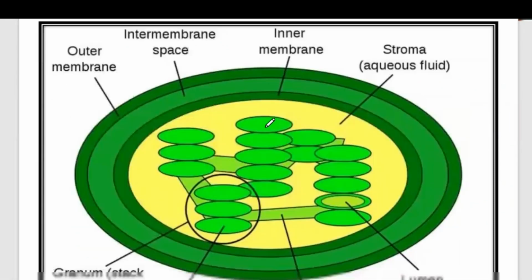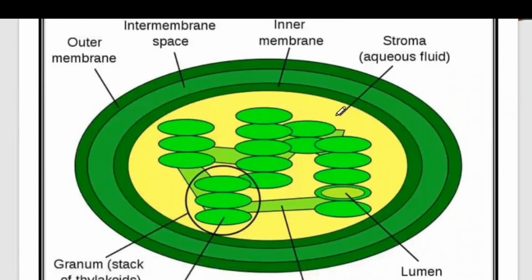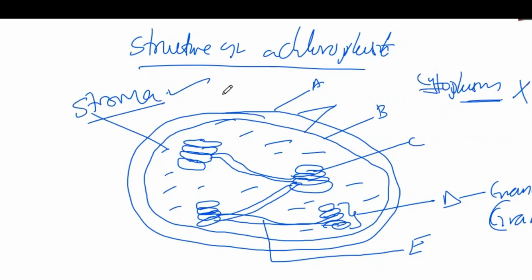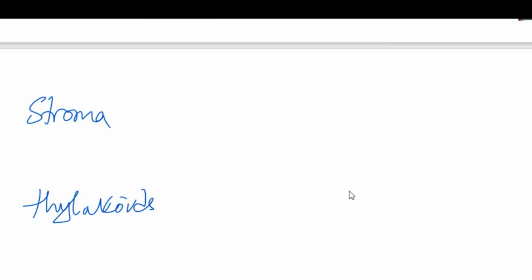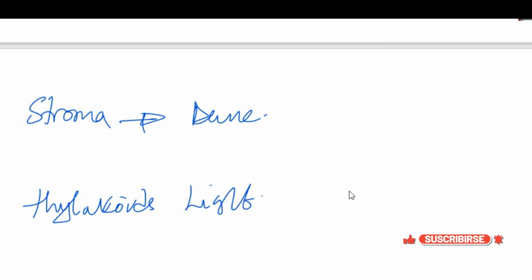Yes. So this is a simple structure of a chloroplast. Stroma and the thylakoids, they have a special function they do. You have what is called a stroma, and then you have the thylakoids. We're going to see that photosynthesis is divided into two phases: what we call the dark phase, and then what we call the light phase.